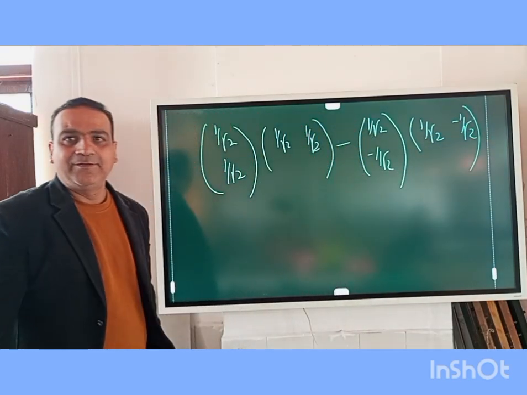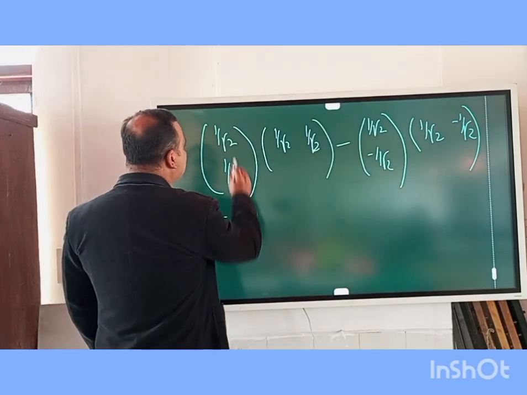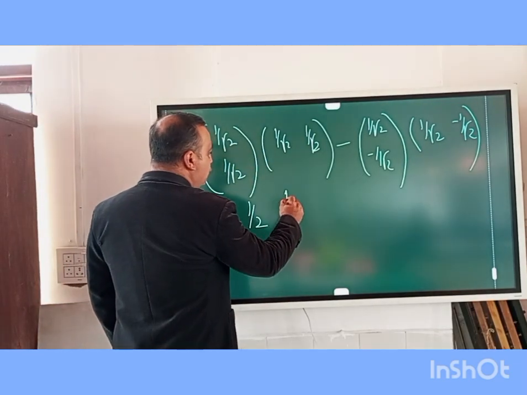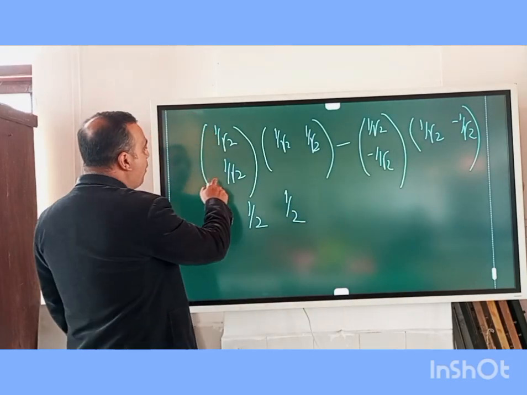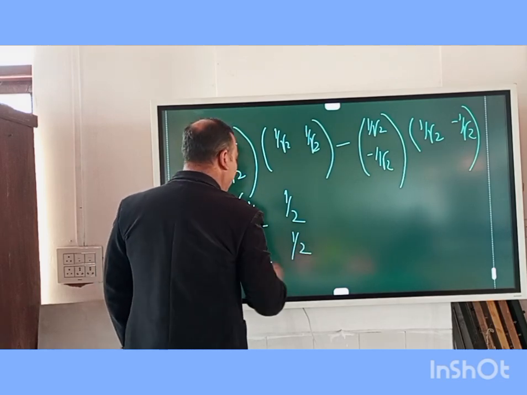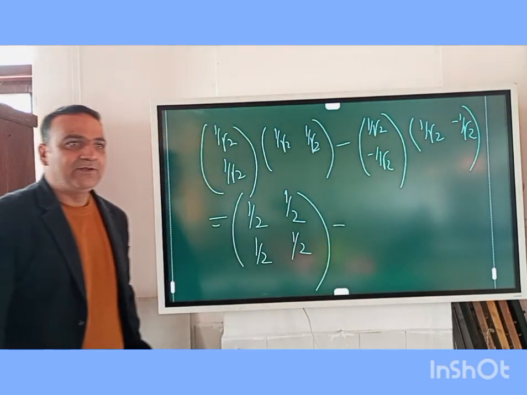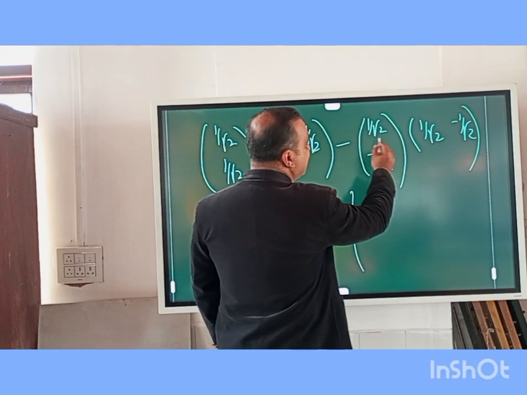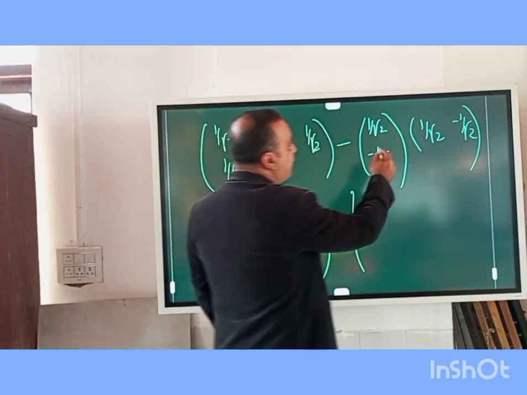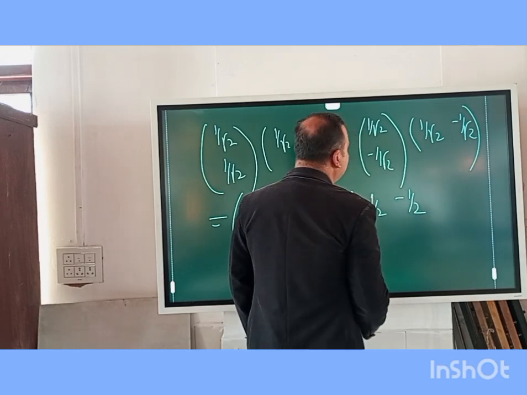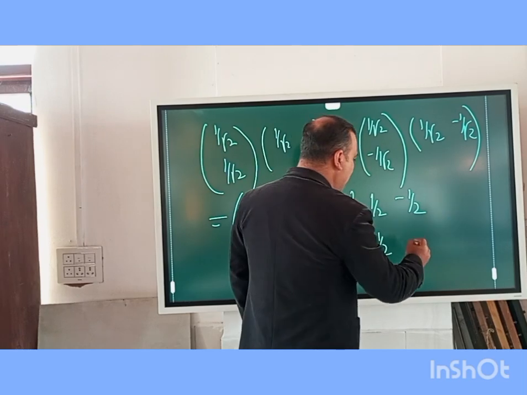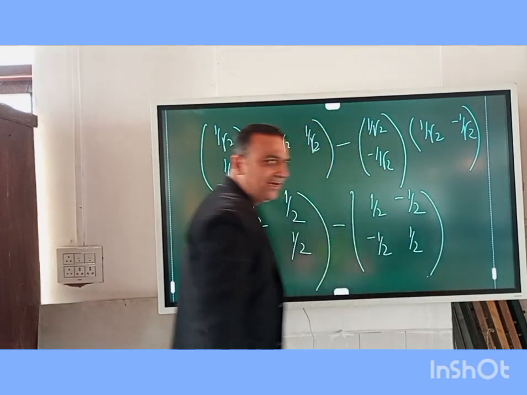Clear? Fine? Now let's evaluate this. This will give us 1 by root 2 times 1 by root 2, that's 1 by 2. Then 1 by 2 here and 1 by 2 here. You have minus here. Now you will go here. So this is 1 by 2, because root and root cancel. Then you have minus 1 by 2, then minus 1 by 2, and minus minus will be plus. So that is 1 by 2. Clear?